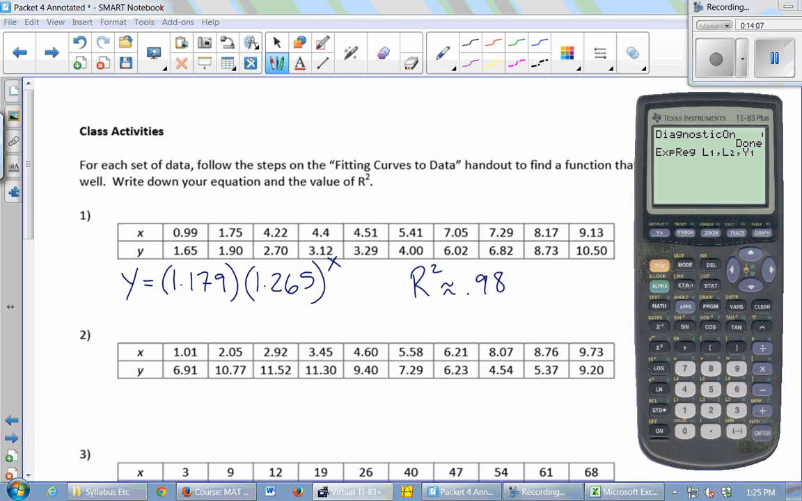So how do I get back to the... after diagnostic?